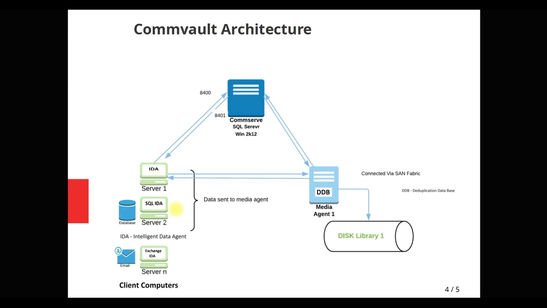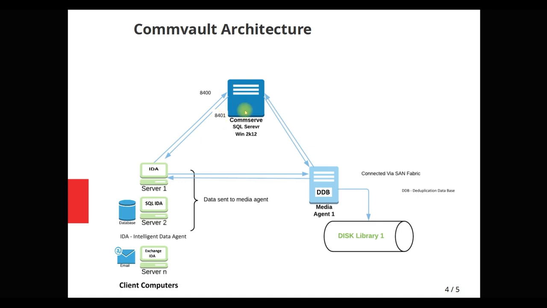And all of these communications happen on port number 8400 and 8401. Previously in Commvault version 10, 8401 was replaced by 8402. But currently we are using 8400 and 8401. 8400 is called a CVD port and 8401 is called an event management port, and data transfer happens on 8401, whereas the console communication happens on 8400 port.